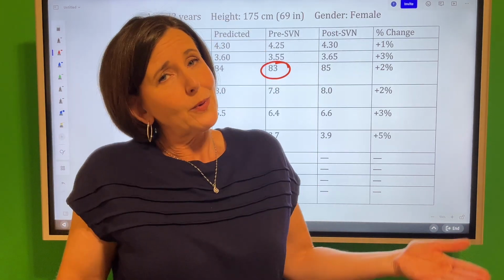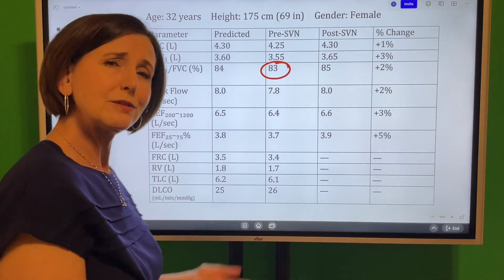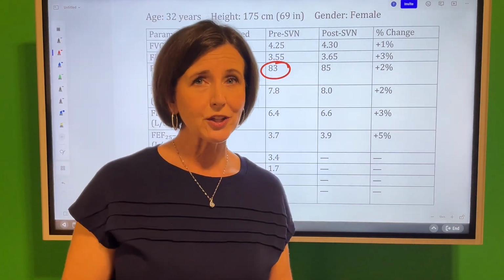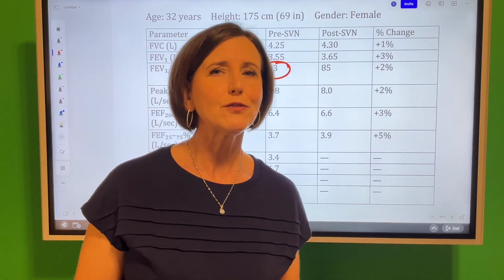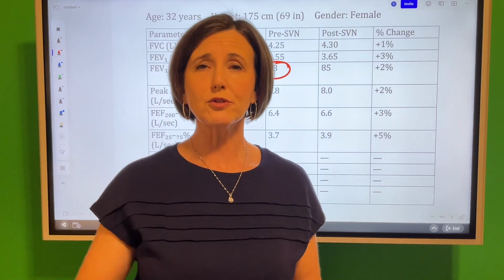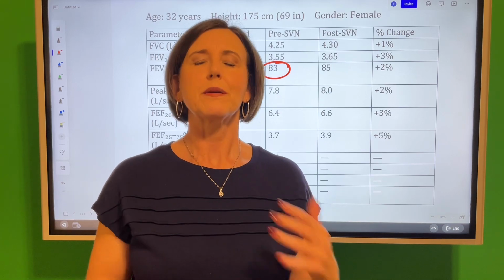So if they're not obstructive and they're not restrictive, what are they? This is an absolutely normal patient. And when you go to take your credentialing exams, they will give you normal patients because it trips everybody up. But if they're not obstructive and they're not restrictive, they must be normal.